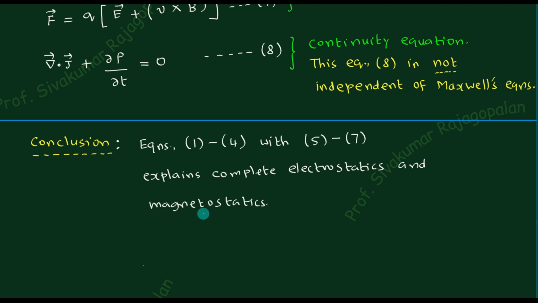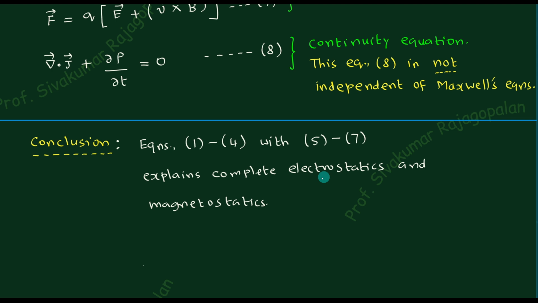So why I am making this particular statement is that you may try to neglect equations number 5, 6 and 7. If you delete 5, 6 and 7, then 1 to 4 alone cannot explain. That is what I am trying to say. So in addition to 1 to 4, equations 5, 6, 7 are required in one place or the other.